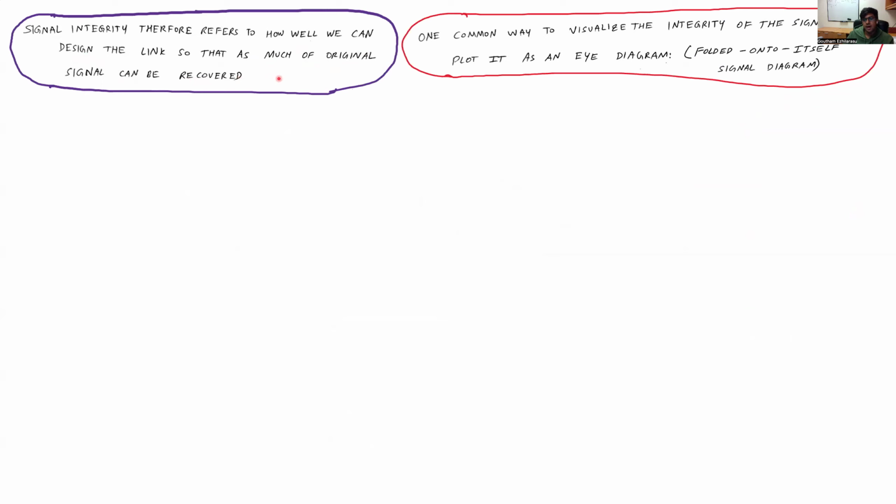Before we go on to the different issues of signal integrity, and the different ways you can mitigate them, one common place to start is how we can visualize pictorially, or qualitatively see, the integrity of the signal, to get an idea of how well the signal is actually being sent through the link. The way we're going to do this is by a special pictorial representation of the signal called an eye diagram, which I also like to call a folded onto itself signal diagram.